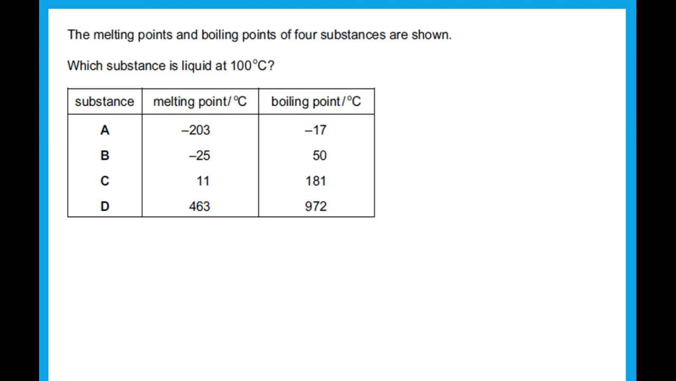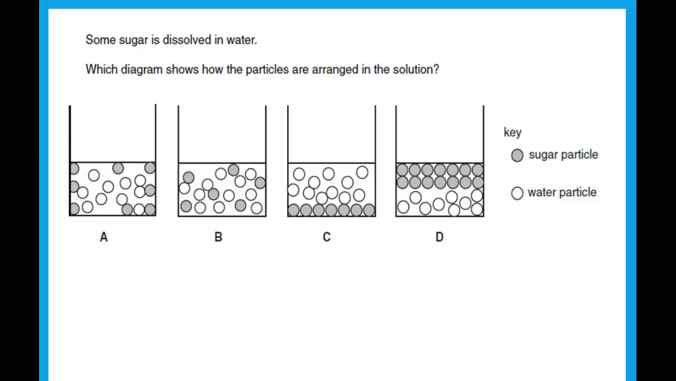So which one is a liquid? Did you choose C? Melting point below 100 and boiling point above 100. So your answer is C.